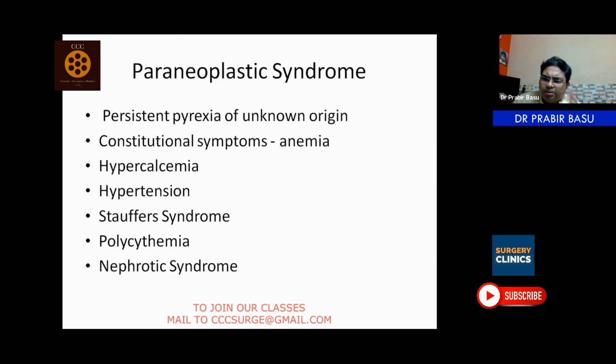And the dose is 4 milligram, given in saline and given once a week. So persistent pyrexia, PUO. The patient has fever, constitutional symptoms, anemia, hypercalcemia.